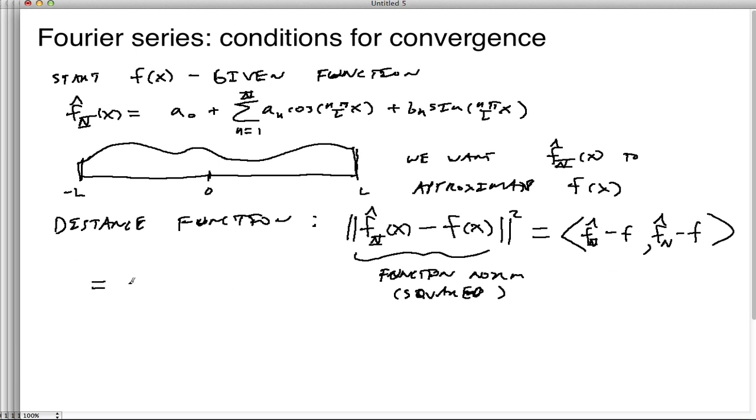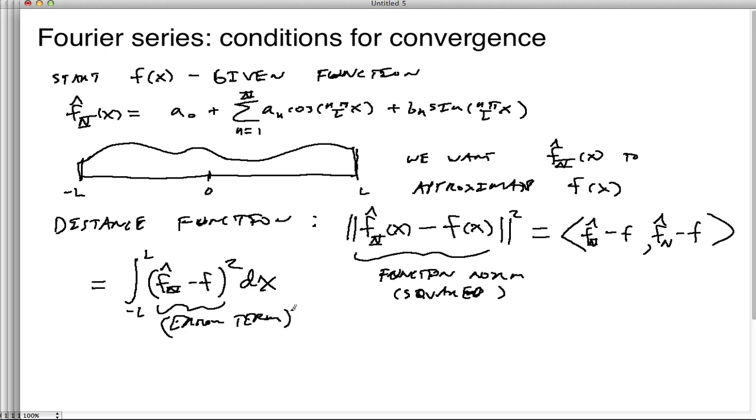All right, so how do we write that? It goes from negative L to L of f hat n minus f, quantity squared, dx. The idea is that when these two functions differ from each other, it creates some non-zero quantity. We square that to make it all positive, and we add up all of the errors. So you can think of this as an error term. We square it because we don't care about the sign. We just care that these two functions are different on the interval, and we add up all of those differences, which is the integral.